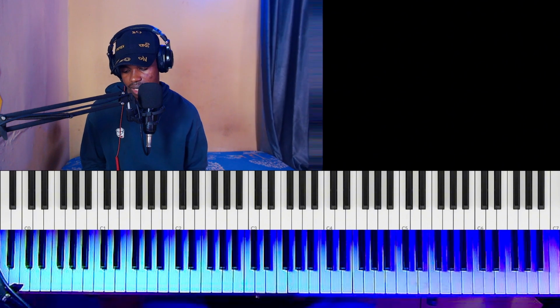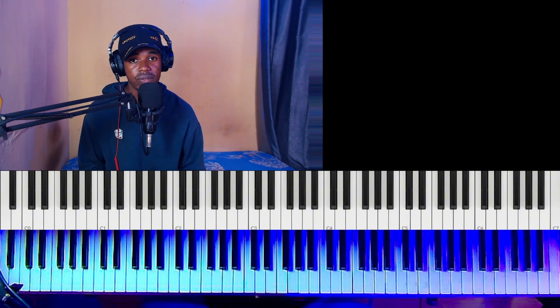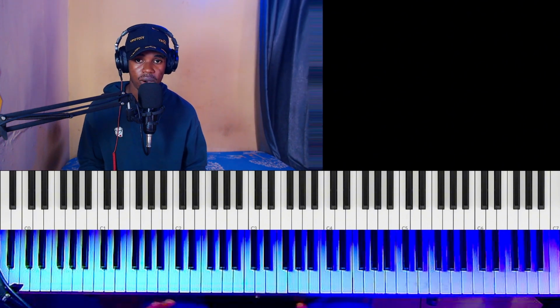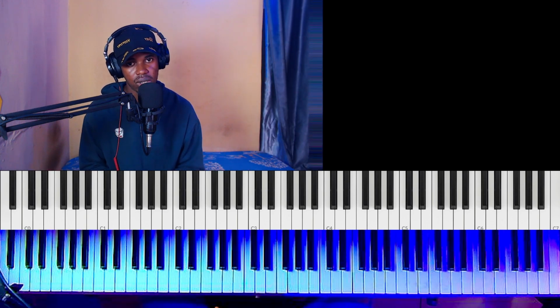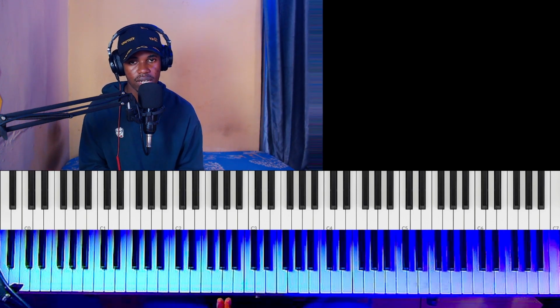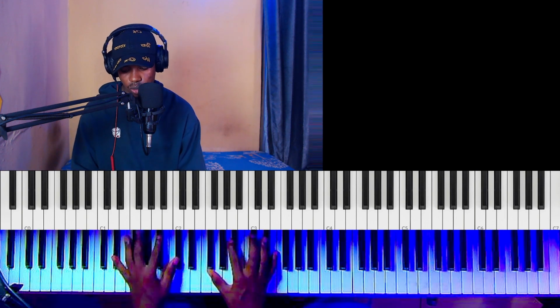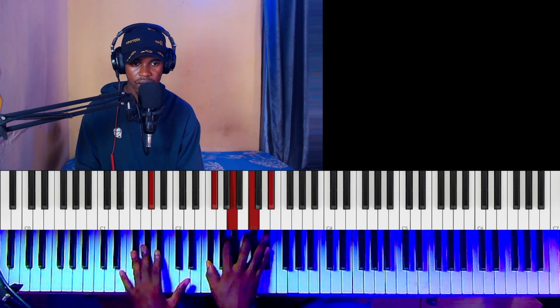All I'm simply doing there is working up the cycle of 5th interval, starting from D. All my chords are major 7th chords except for the G flat chord, which is going to be a minor. So we have a 2, 5, 1.